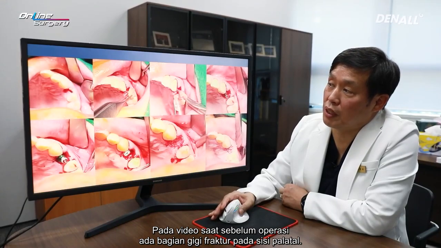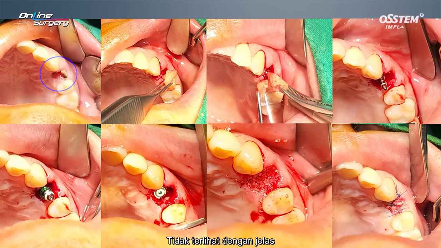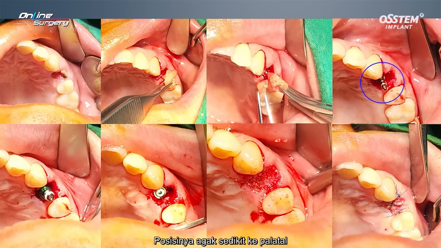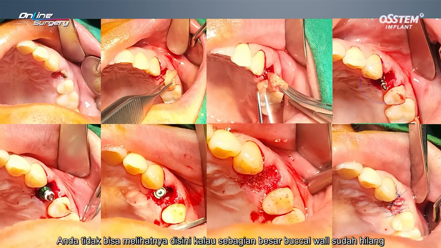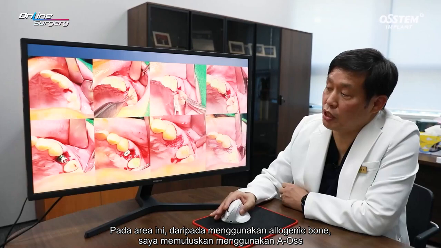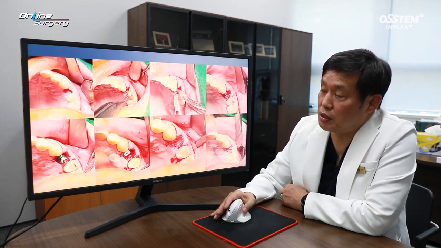In the surgical clip before surgery, the tooth is fractured on the palatal side. You can't really see it. The tooth was sectioned, so I divided the root rest into two. The position is slightly palatally positioned. You cannot really see it here, but the buccal wall is mostly gone in this area. Rather than using allogenic bone, I decided to use EOS, a xenograft, which is resorbed more slowly.